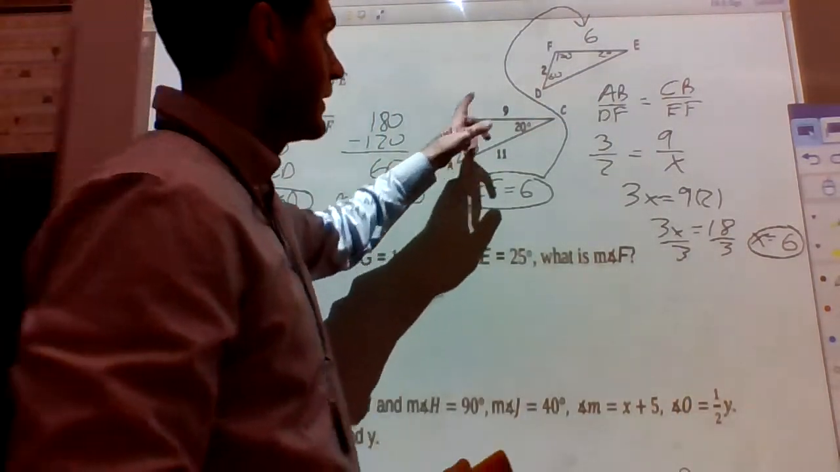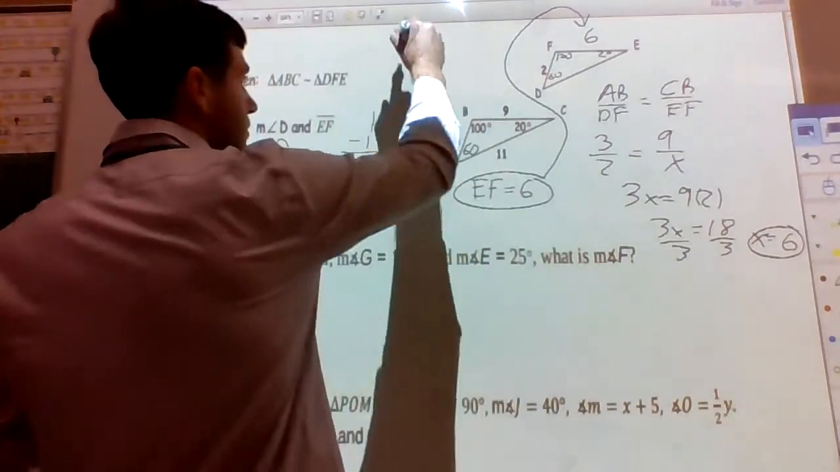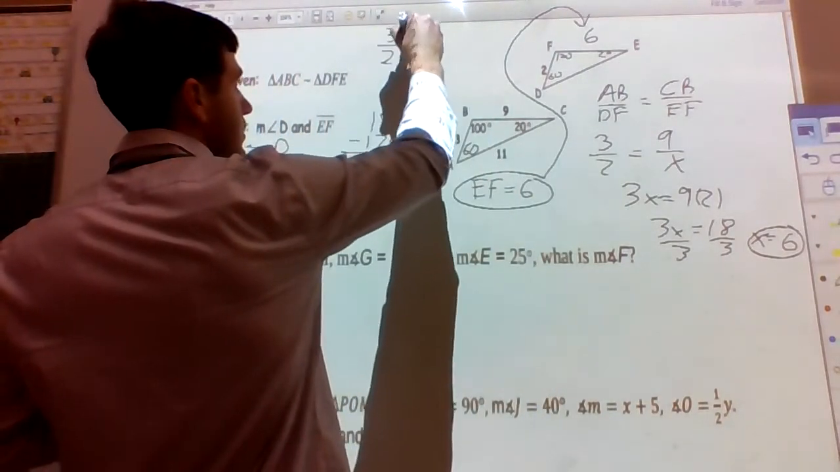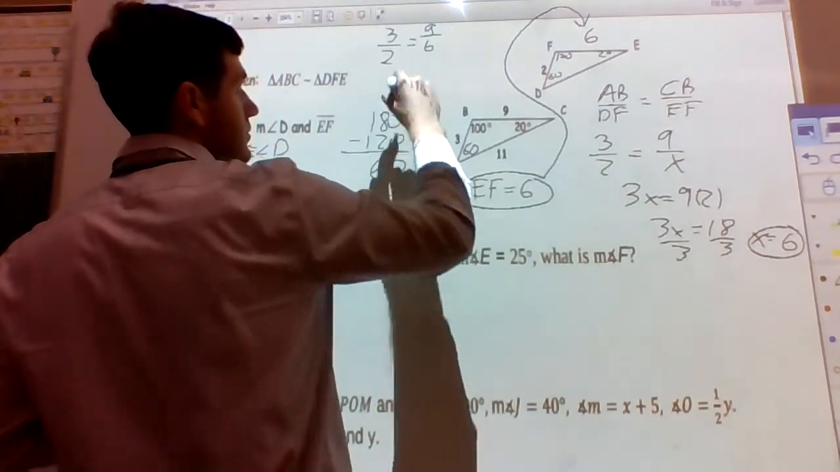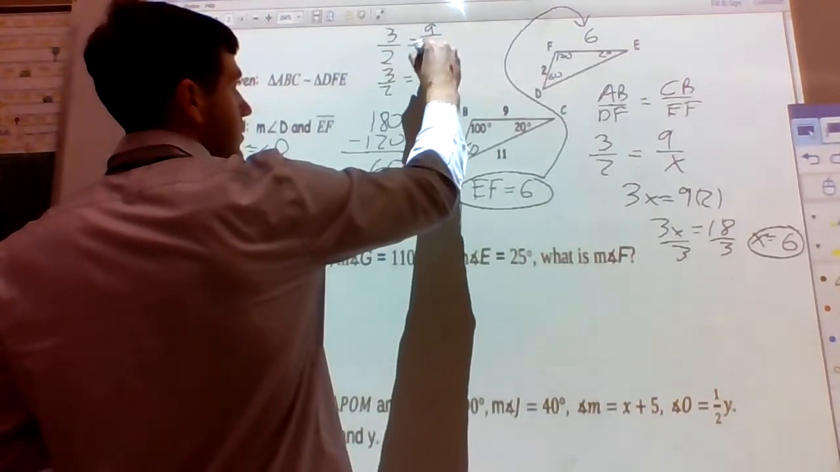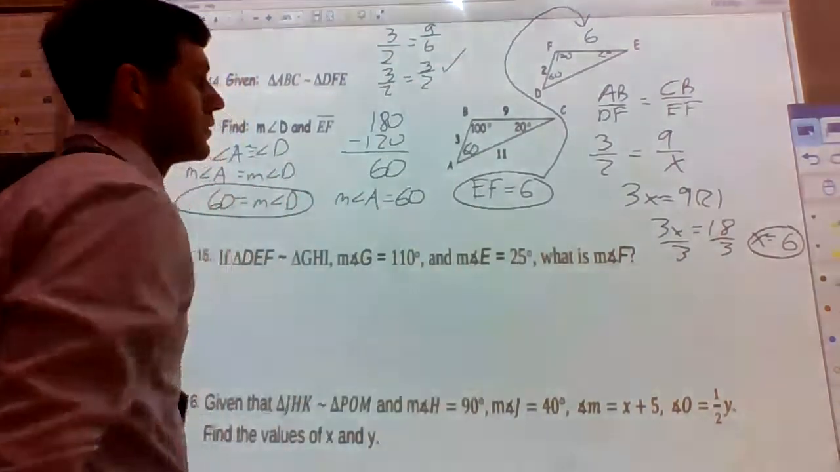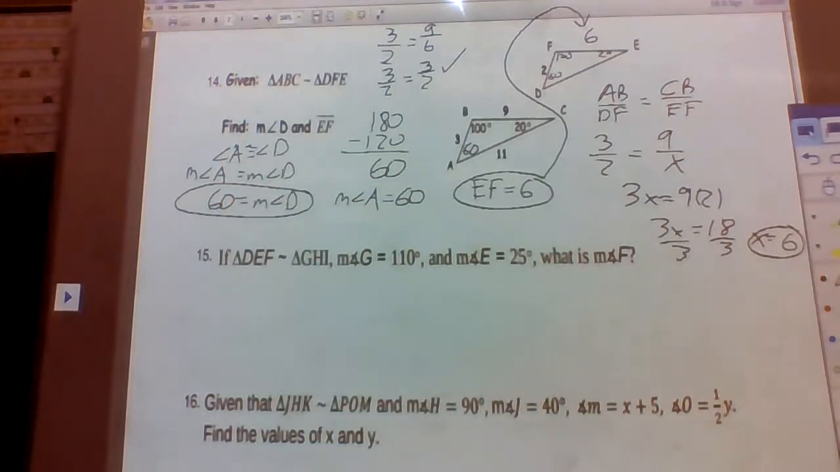3 is to 2 as 9 is to 6, right? 3/2 equals 9/6. 3 halves, 3 halves.